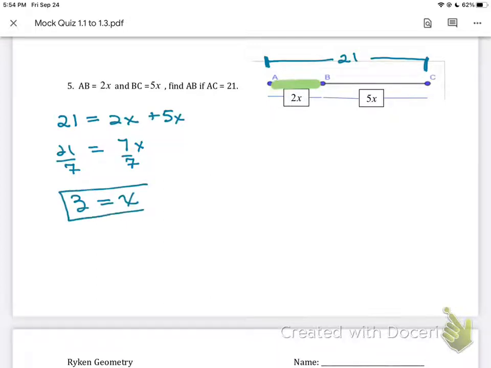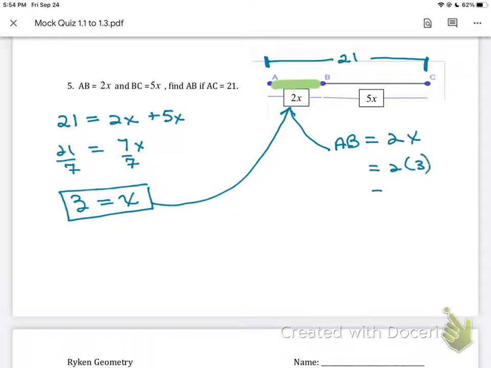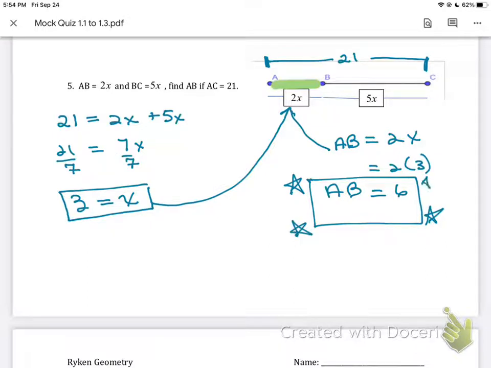Now, this is not an answer, it's a way to get an answer. I need to find AB. AB is 2x. Since I now know that x is 3, then AB, which is 2x, as I just said, equals 2 times 3, which is 6. AB equals 6. That is my answer that I'm looking for. Okay, if you stop at just getting me the x, you haven't answered the question, because the question was to find AB. Okay, let's go on to the next page.